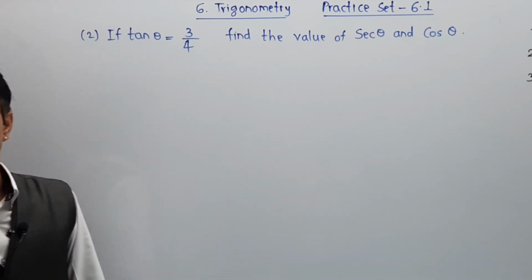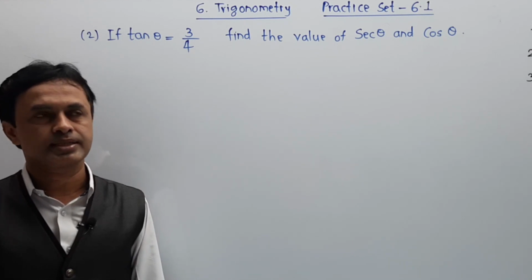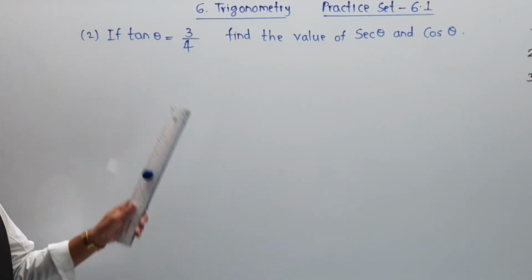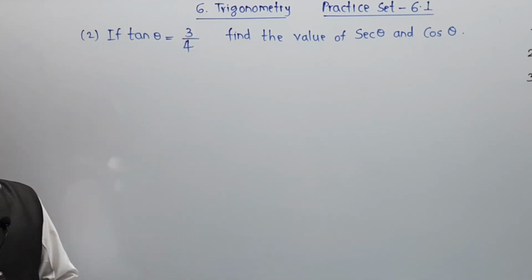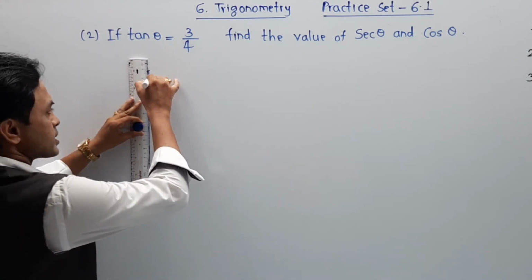In this case, we are again going to solve this numerical by two methods. One is the triangle method and the second is the fundamental identities method. The first method is the triangle method. If tan theta is equal to 3 upon 4, I am going to draw a rough triangle in front of you so that you can easily understand.